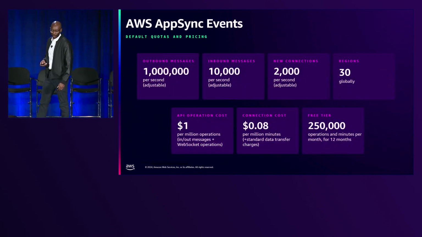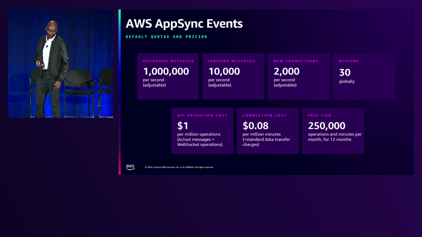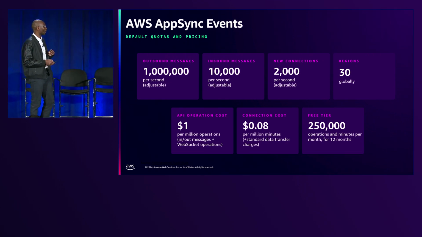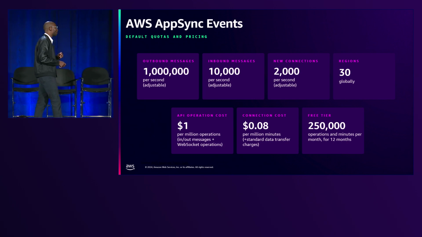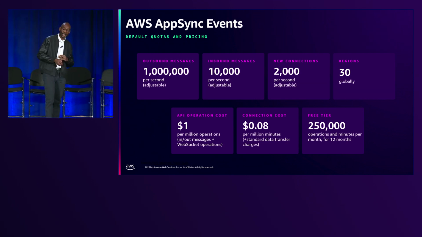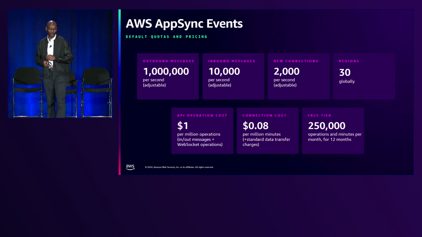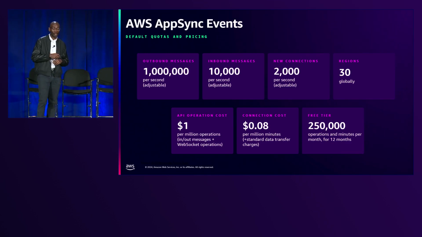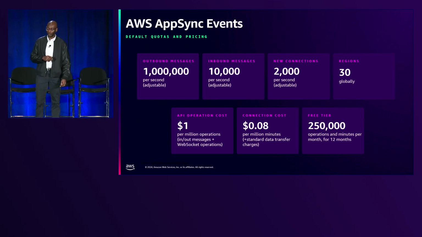Talking about the quotas and the pricing, this is it in a nutshell, right? 1 million outbound messages per second, 10,000 inbound messages per second, and 2,000 new connections created per second, right? These are the default quotas, and these are all adjustable quotas. But we think that this is an ample size just to get started.